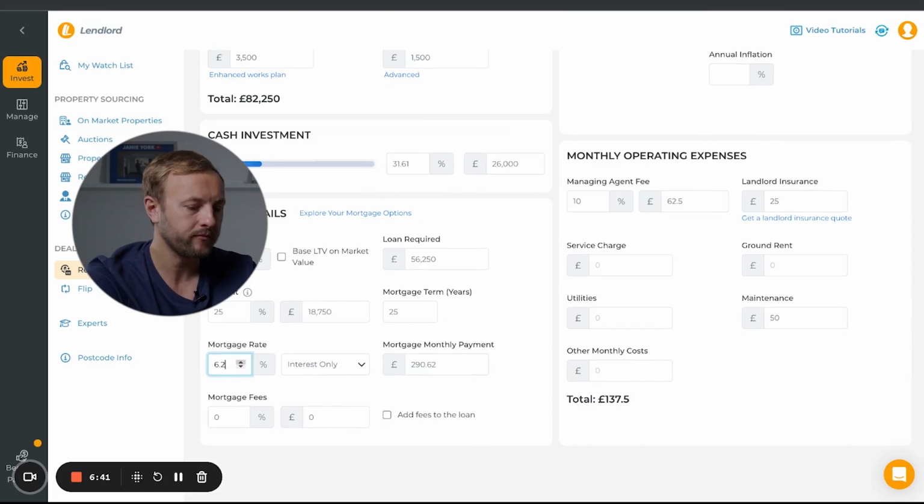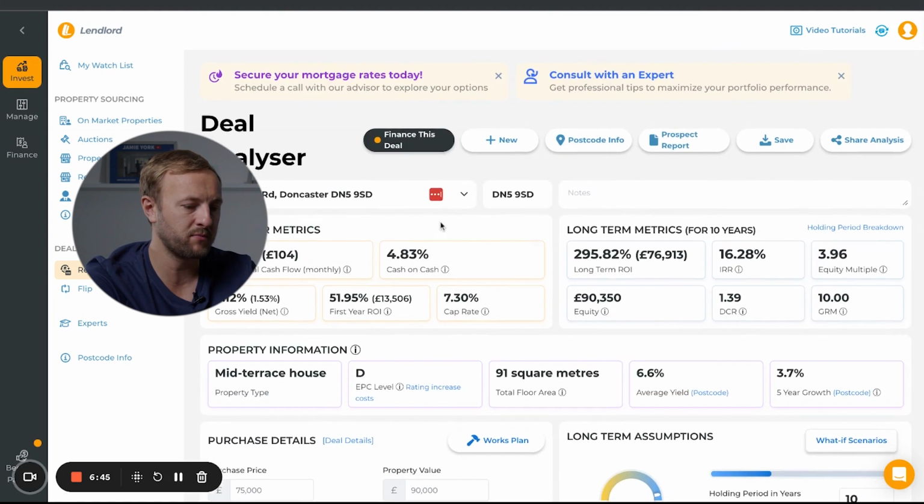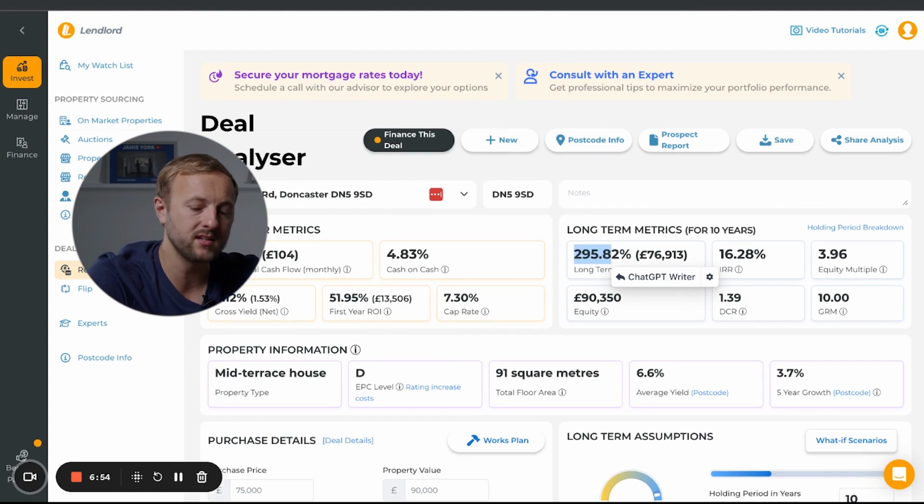But let's say interest rates went up to 7.5%. Well, it's going to kill the cash flow, right? So let's go all the way up to 7.5%, and suddenly we're only making 100 quid. It's not that much, you know, 1,200. But notice how little the long-term return on investment is. And the reason for this is around 80 to 85% of your money or wealth in property is made through capital growth. A majority of people go cash flow, cash flow, cash flow, but that's not actually how you make your real money. It's through capital growth.